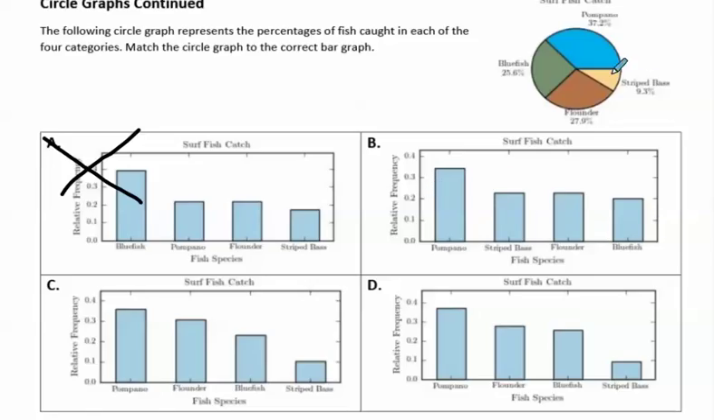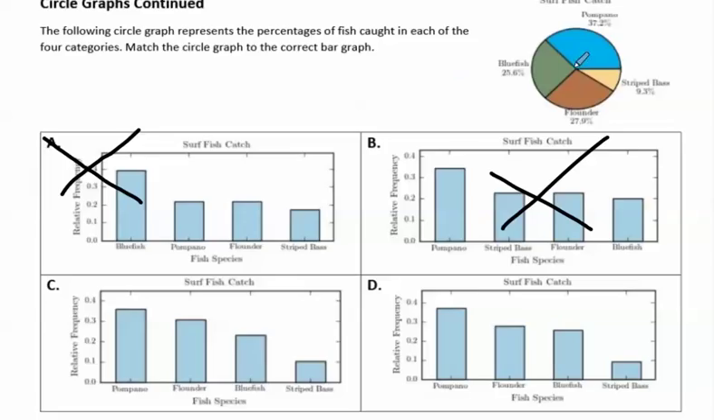No. And guys, look, it should be much, much, much smaller than these two guys. All right, this striped bass is not much smaller, so we know it can't be B. All right, striped bass is smaller here, and it's smaller here, so both of those work.